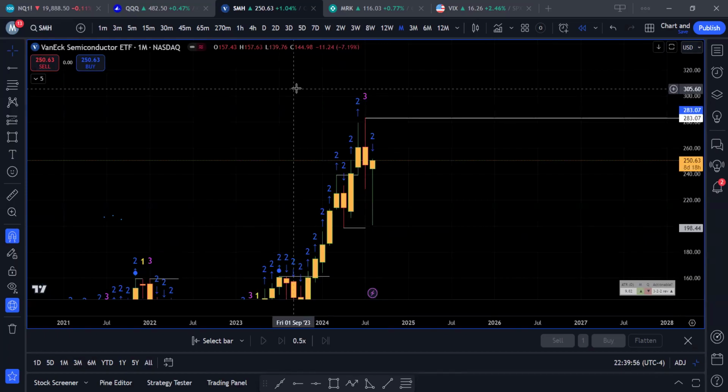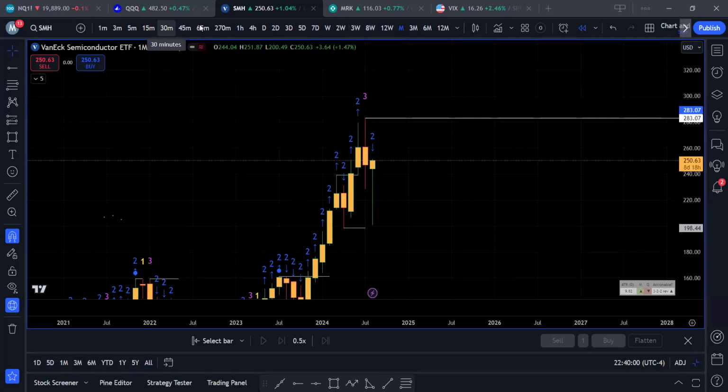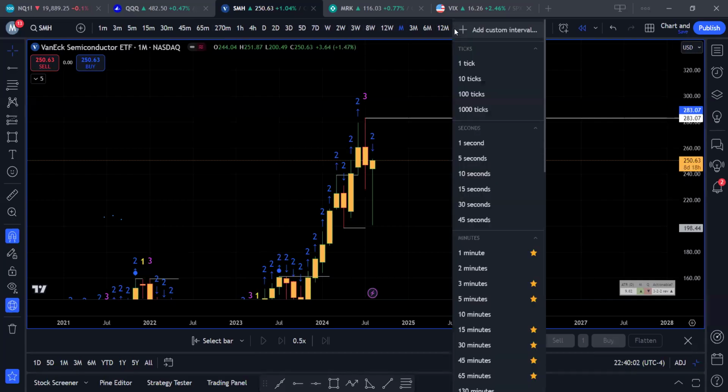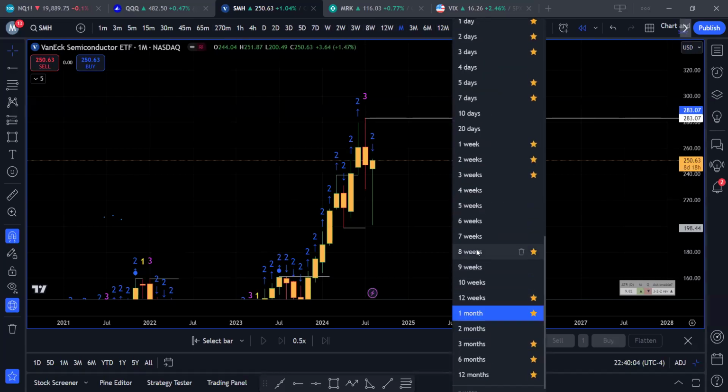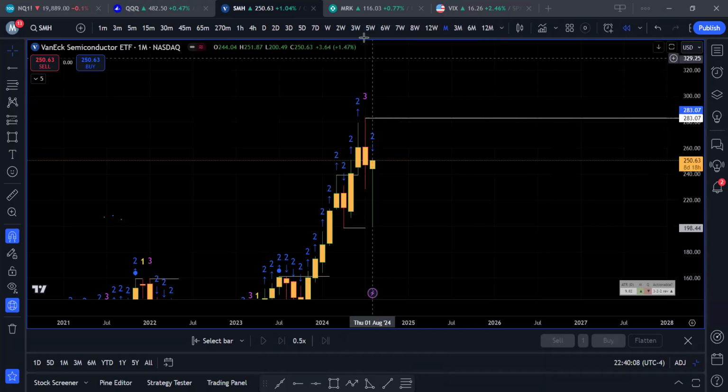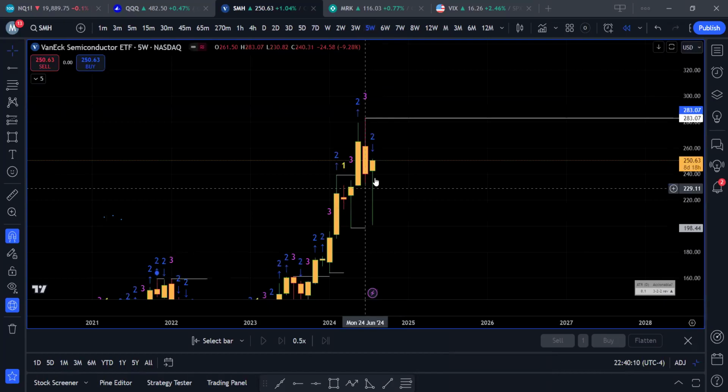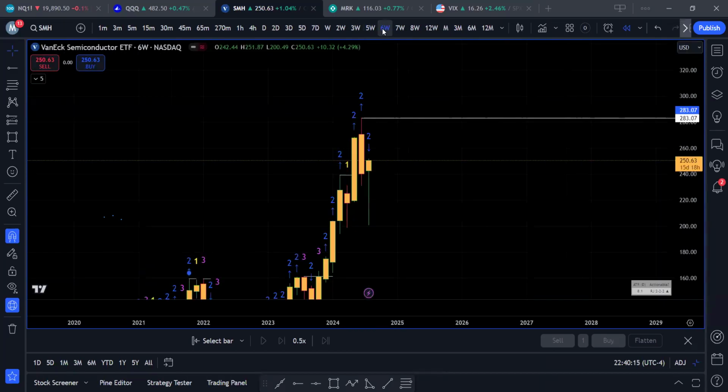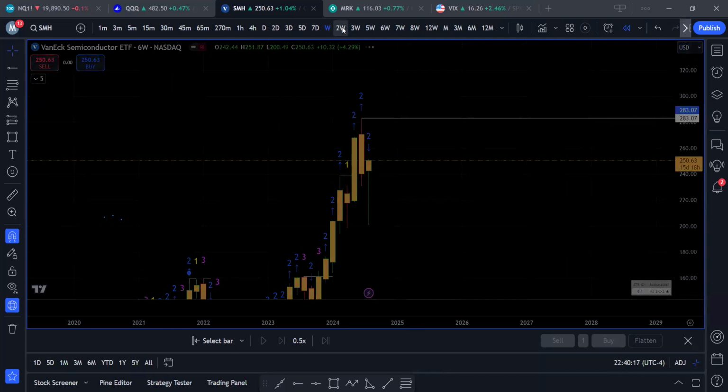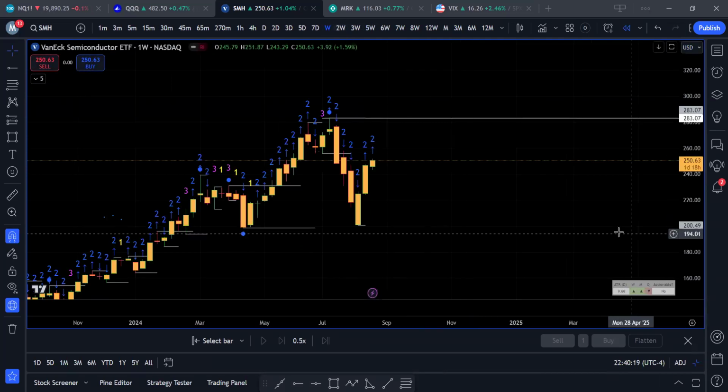I'm looking at the 5 week and the 6 week right now. They all got hammers on it. The 7 week got a hammer. The 8 week is an inside bullish candle. The 9 week has sort of a hammer for me. The month is a hammer. All these are all hammers.